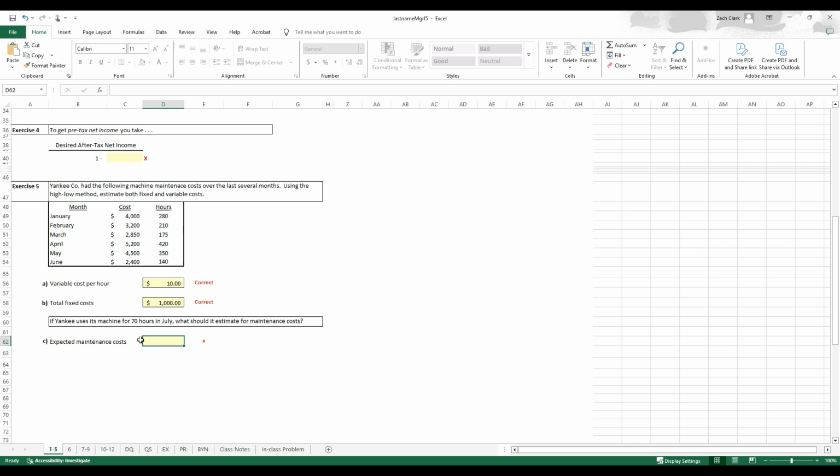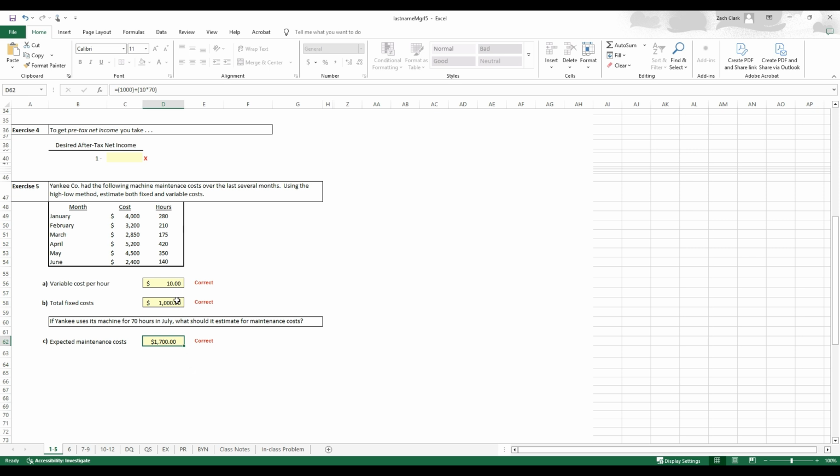Okay, and then this question asks us to use that information to figure out what our costs will be overall. And so here we can see that we use the machine for 70 hours. What should it estimate for maintenance costs? So we need to factor in the variable and the fixed portion of the costs. And so again, the fixed costs, which are fixed, they don't change, that'll be 1,000. So we'll have that as one portion, 1,000. And then our variable piece is going to be $10 per hour times 70 hours. And then the 1,000 we're just adding on, because that's our fixed. So if we used it for 70, that would bring us to 1,700.